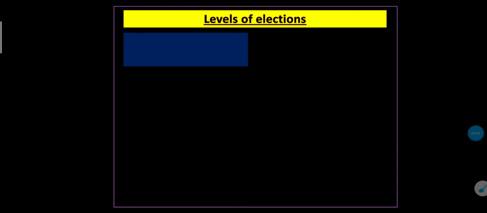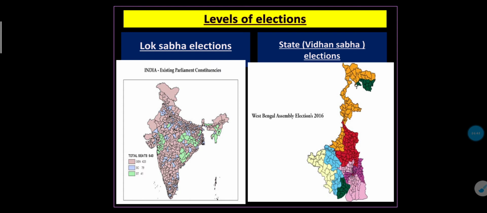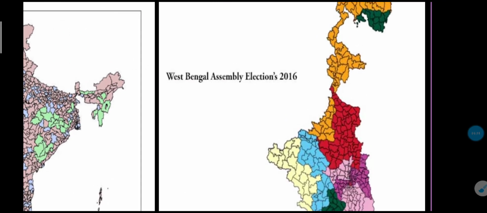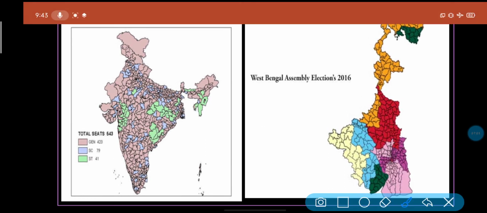The first one is the Lok Sabha election, which is held throughout our country, and the second one is the state election or legislative assembly election, that is the Vidhan Sabha election. Suppose I take an example of West Bengal, one particular state. You all know that our state is also divided into so many parts, so that we will get our representative in a smooth manner.